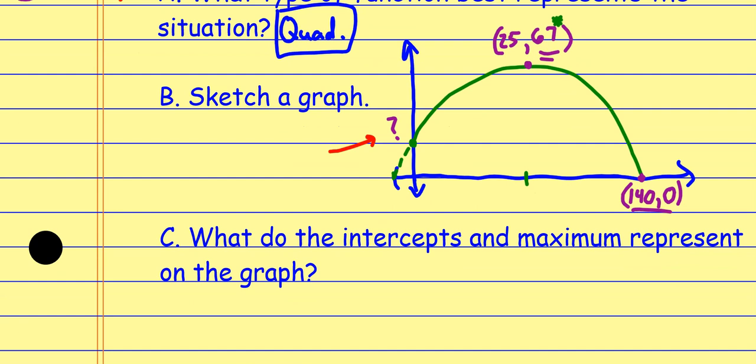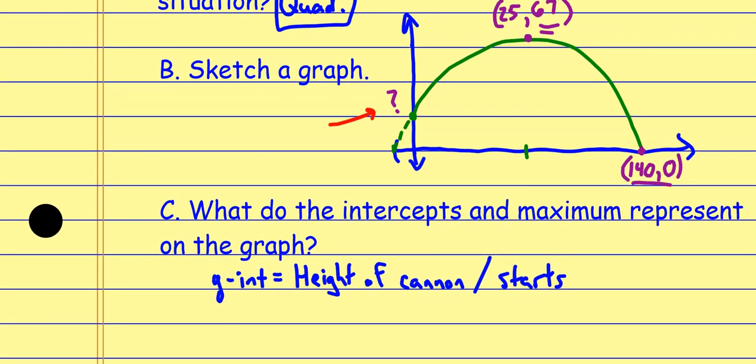Down here it says, what do the intercepts and maximum represent on the graph? We have a couple different versions of the intercepts. Let's start with the y-intercept. The y-intercept is where this function starts. It is essentially the height of the water cannon, and that's where this thing starts. Then we have the x-intercepts. It looks like on the graph, because I extended a little bit, there are two x-intercepts, but really there's only one, because the other one is in the negative region. The x-intercept would be at ground level. It's where the water hits the ground.